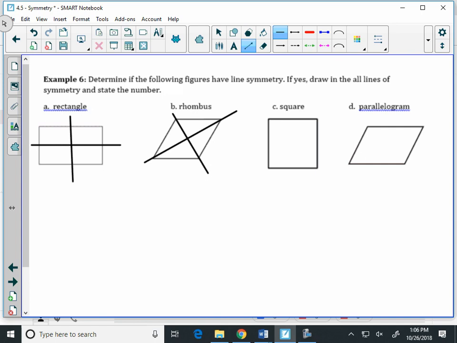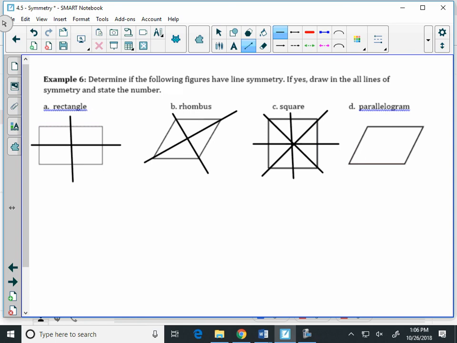A square, we discovered, has 1, 2, 3, 4 lines of symmetry because all the sides and all the angles are the same. So whether you fold it across, up and down, or diagonally, everything's going to match up because everything's the same. Okay? With a rhombus, all the sides are the same, but all the angles aren't. So that's why it only maps up diagonally. A rectangle, all the angles are the same, but not all the sides are the same. So that's why it only maps up when you fold it long ways or short ways.